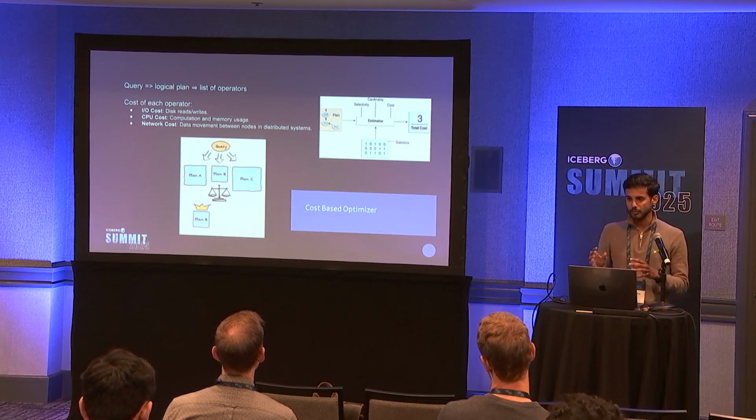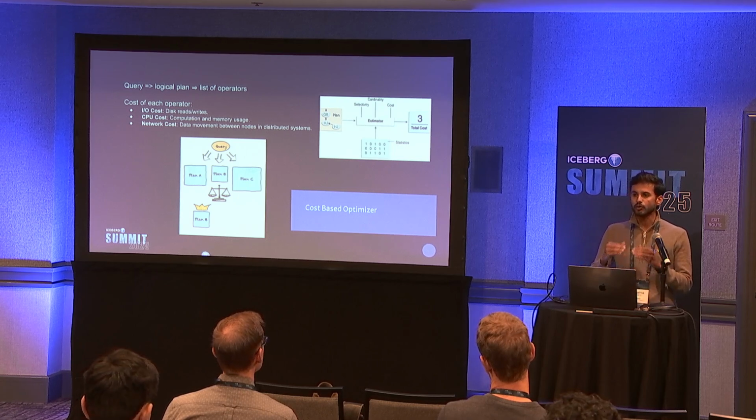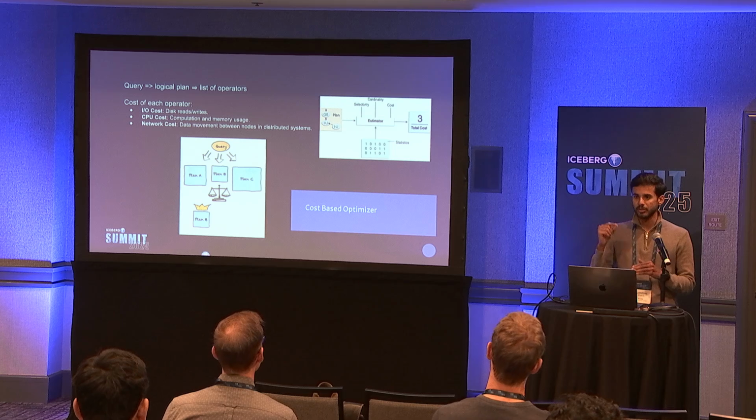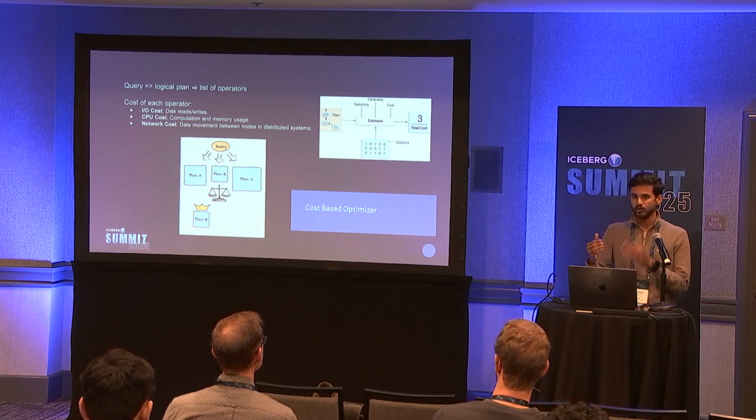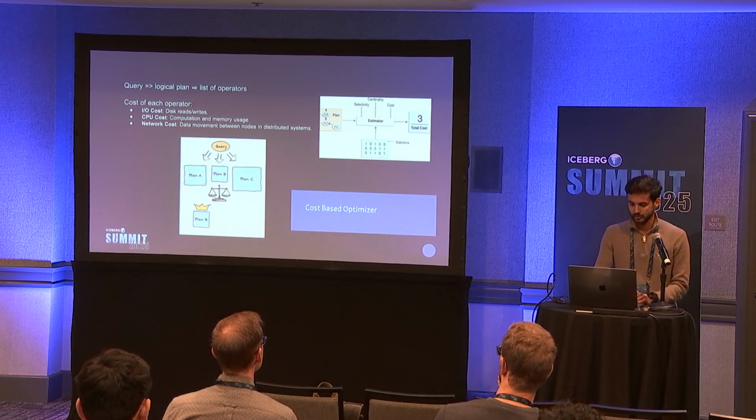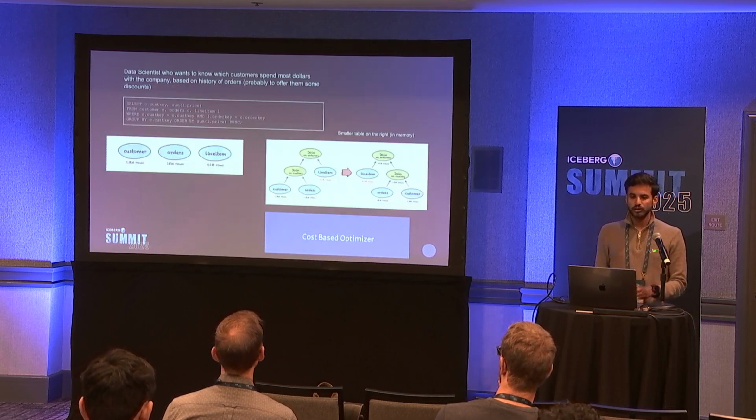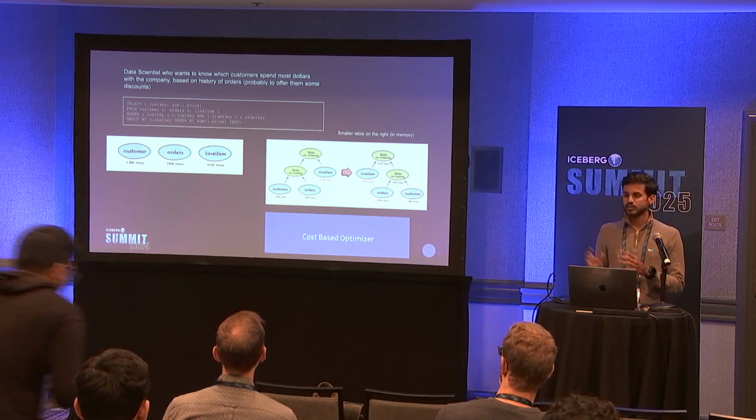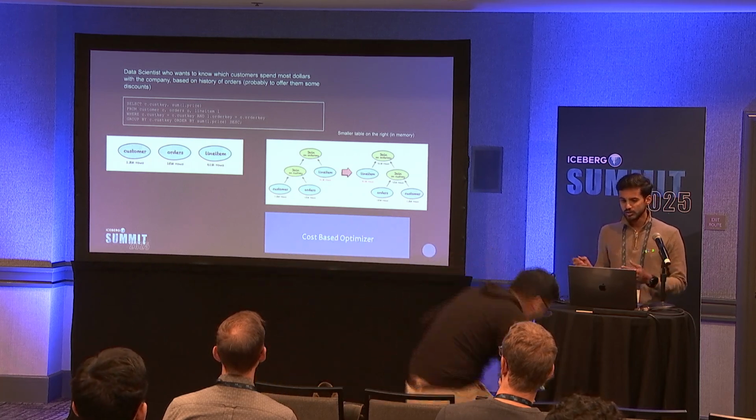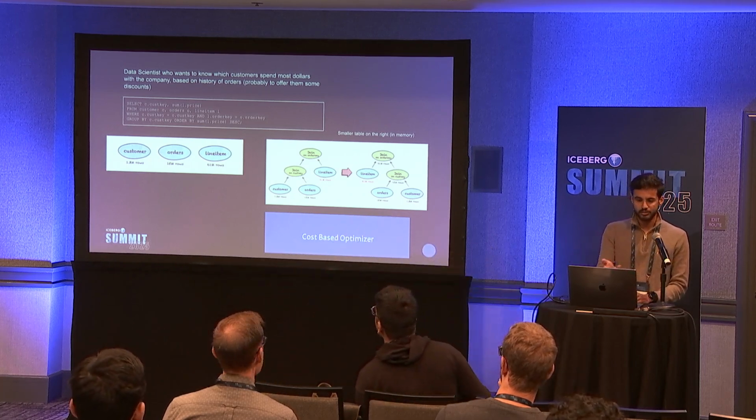The cost-based optimizer will have a choice. So out of multiple plans, it is going to choose the best plan, which is the one with the lowest cost. So that plan is going to make your query run as fast as possible. So if you consider a scenario where a data scientist wants to know which customers spend the most dollars, they're going to run a query something similar to this.